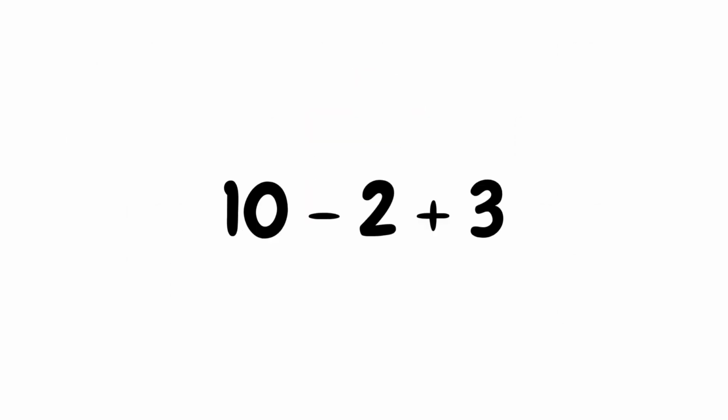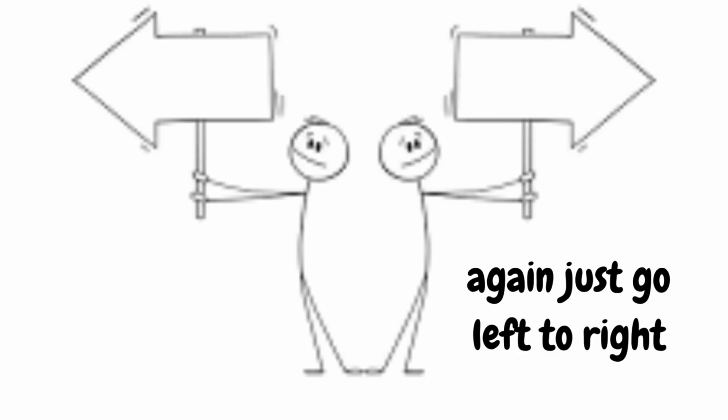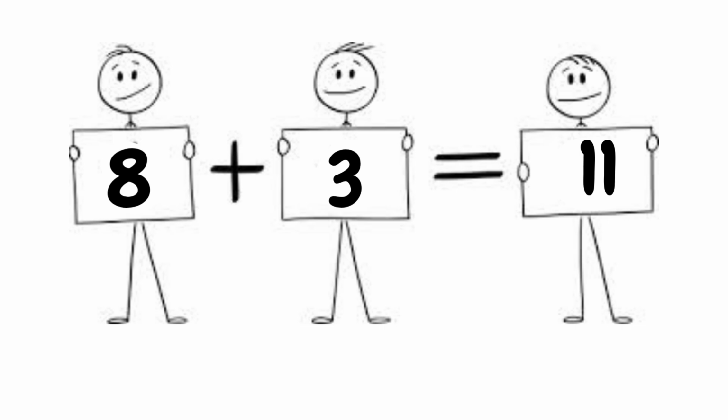Example 5. 10 minus 2 plus 3. Now we have subtraction and addition. Again, just go left to right. 10 minus 2 equals 8. 8 plus 3 equals 11.